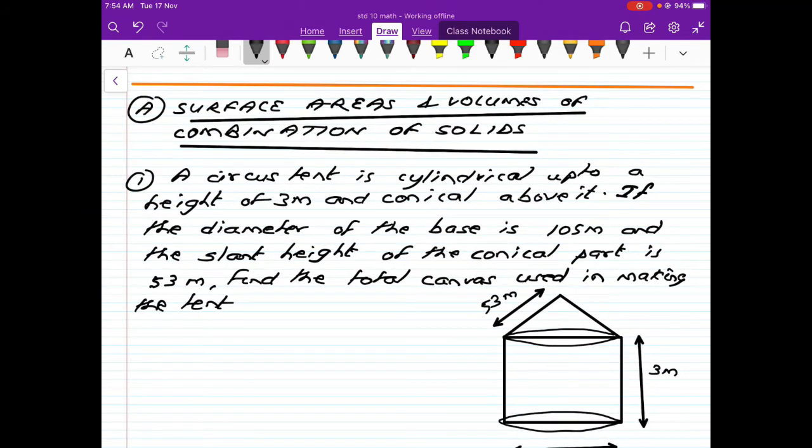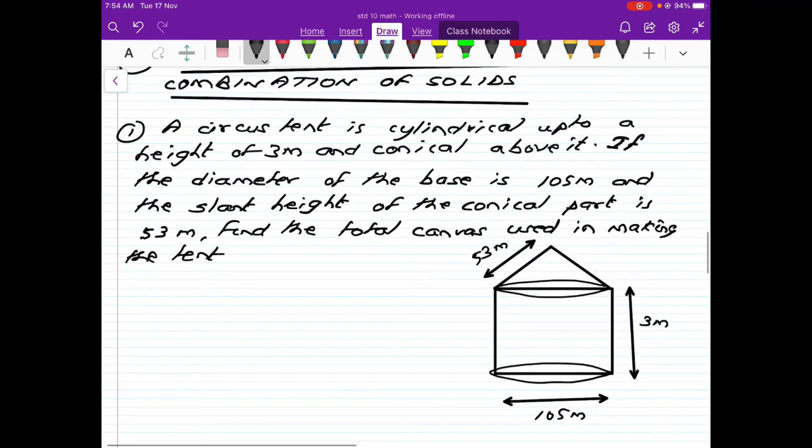So this is the first one. A circus tent is cylindrical up to a certain height. So this is the height of the cylinder. If the diameter of the base of the circus tent is 105 meters and the slant height, which is readily given to us, is 53 meters, we have to find how much total canvas has been used in making the tent.